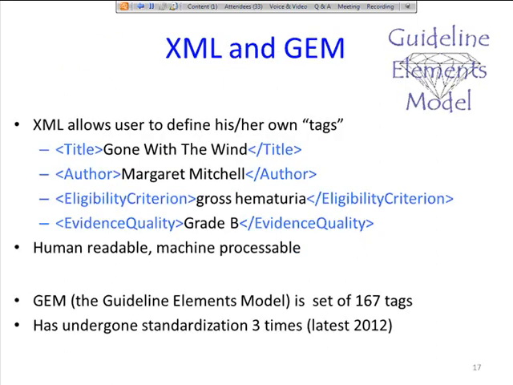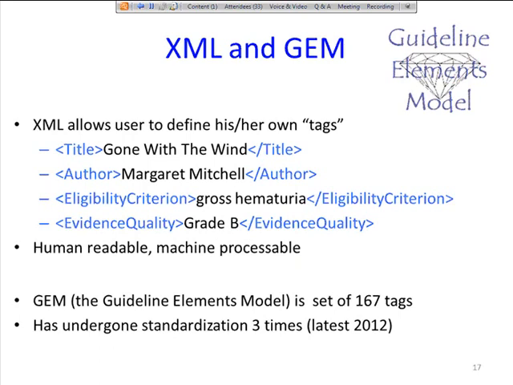XML allows the user to define his or her own tags for information. So, for example, if you put tags title around Gone with the Wind and author around Margaret Mitchell and an eligibility criterion around the text that says gross hematuria, and tags describing evidence quality and put in grade B, we reach something that's certainly still very human readable, but it's also machine processable. And I'll show you what machines can do with an XML file in just a few slides.